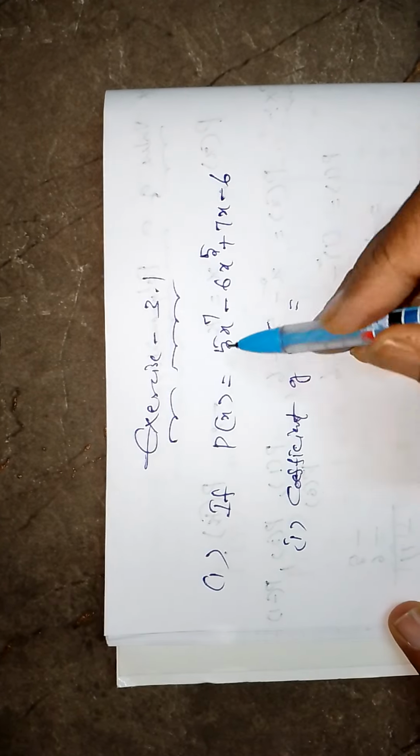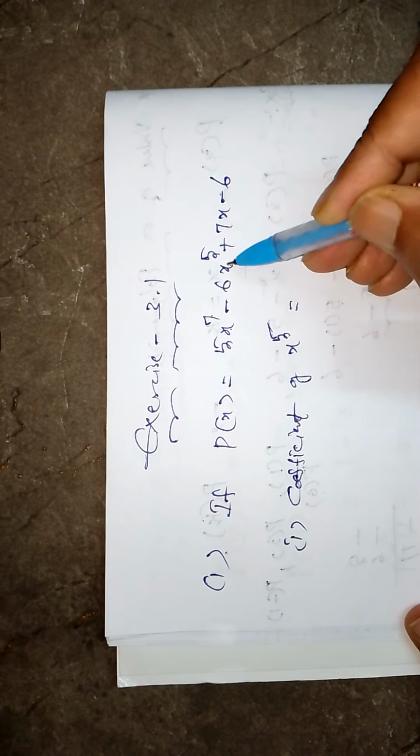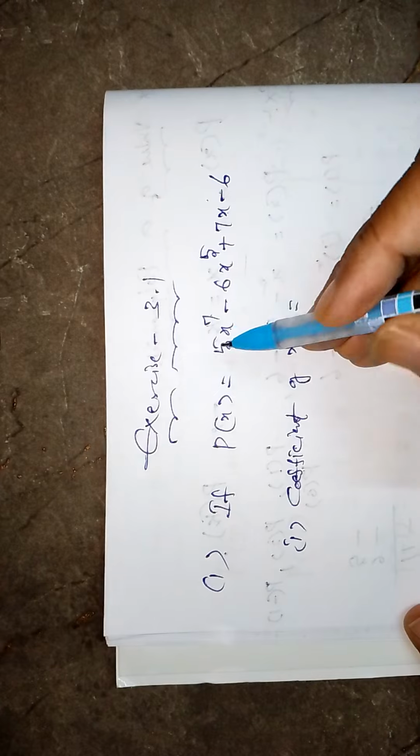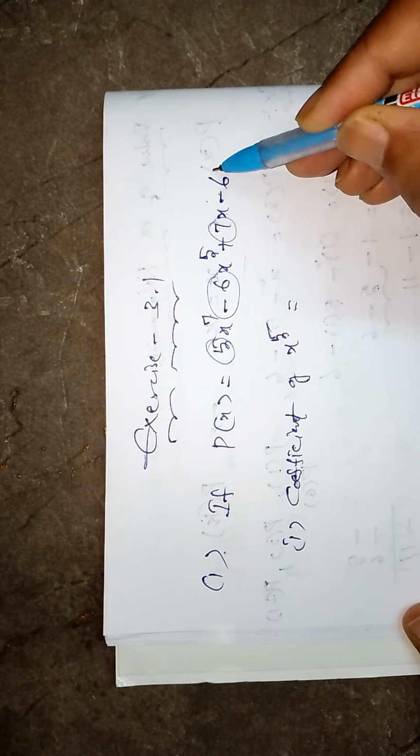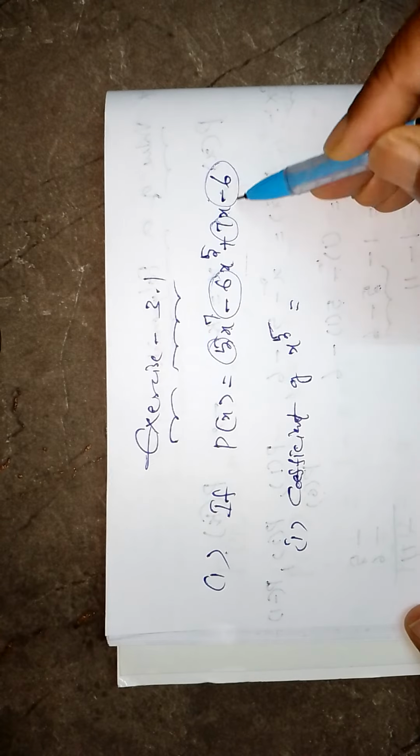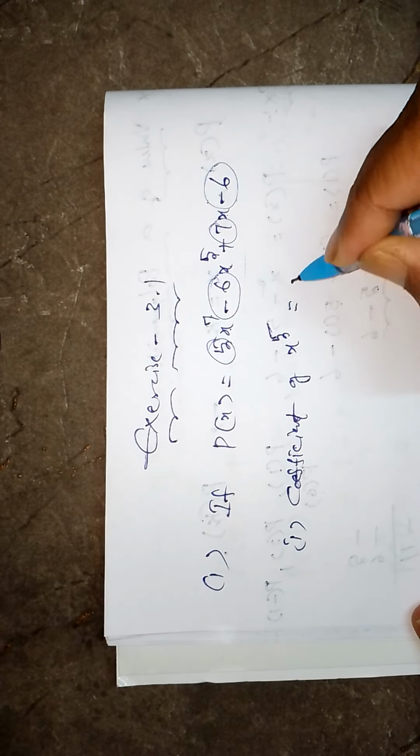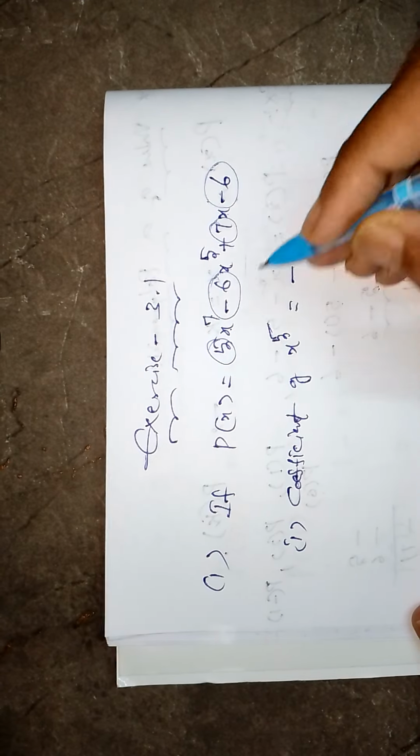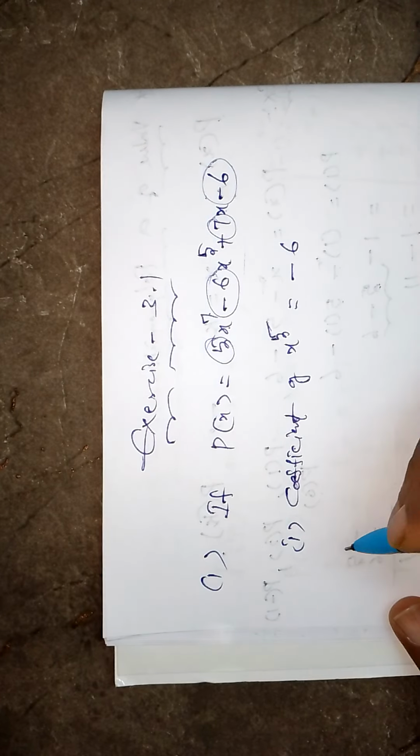The coefficient of, I already told you. In this expression, these are the powers of the variable, which we call the degree, and these are the coefficients of the terms. In this expression, minus 6 is the constant. I will explain one by one. The coefficient of x power 5 is minus 6. You should say it including the sign. Don't say only 6; it is minus 6.